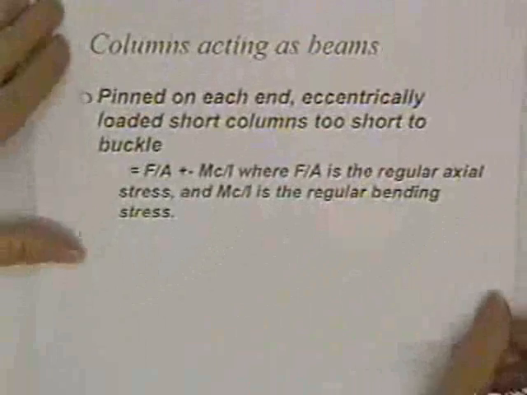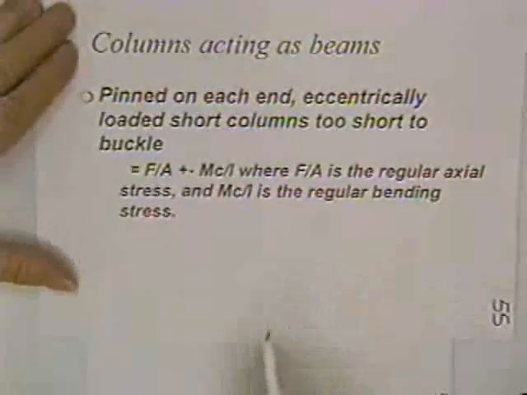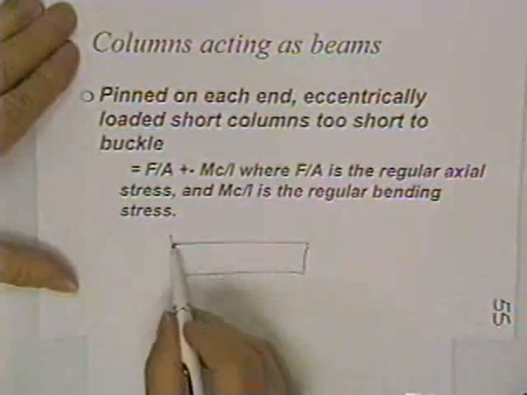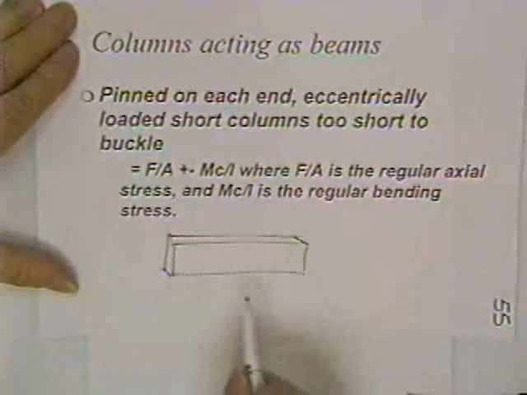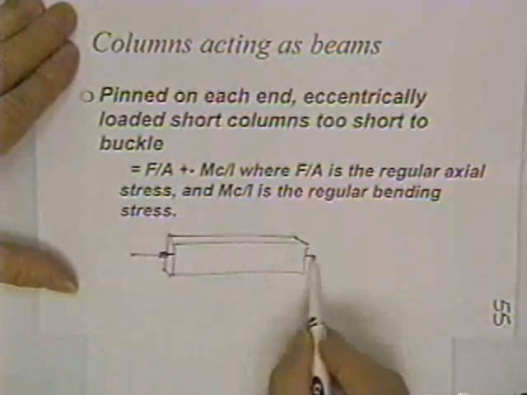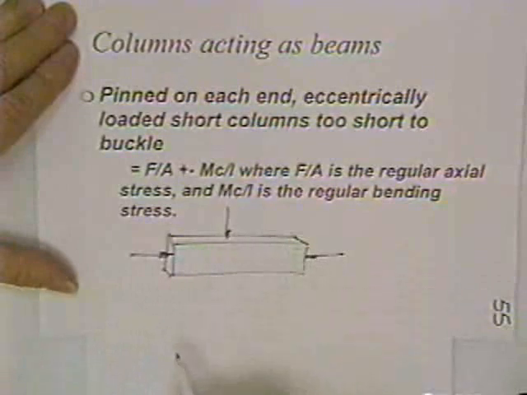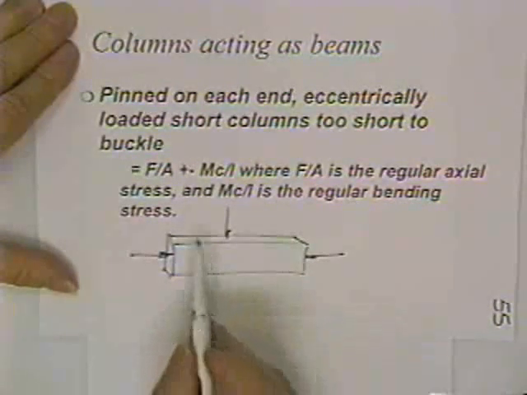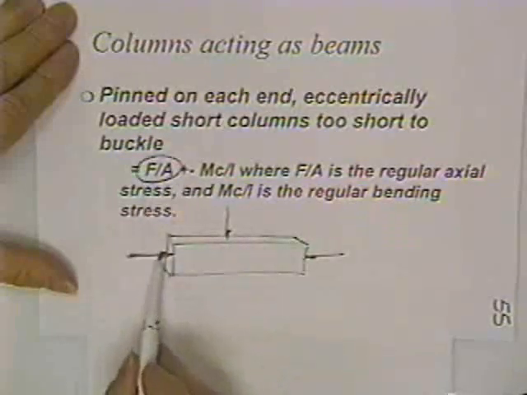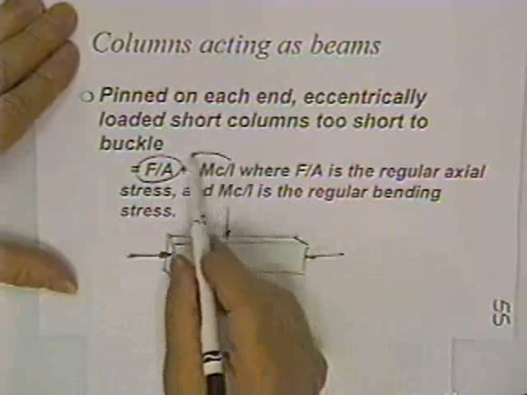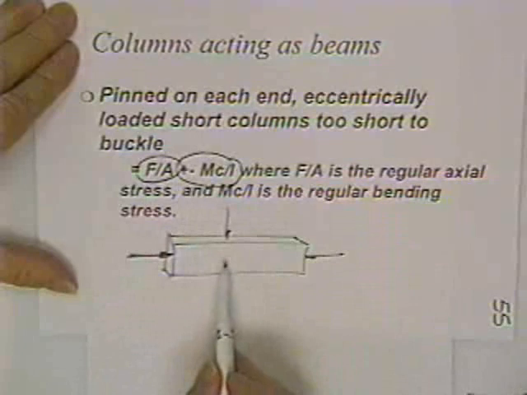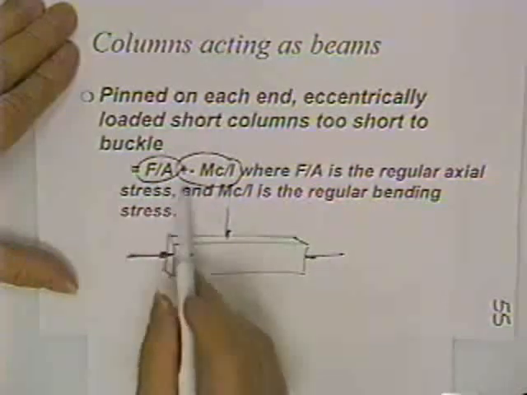Now, some columns act as beams, but they're pretty short. Only if you're not going to buckle this thing. If it's a relatively fat beam and it's got a column load on it and it's also bent, in that case, here's your P over A stress that you've learned earlier. That's due to your axial load. Here's your MC over I stress. That's because the beam is being bent. You simply add those two stresses together.